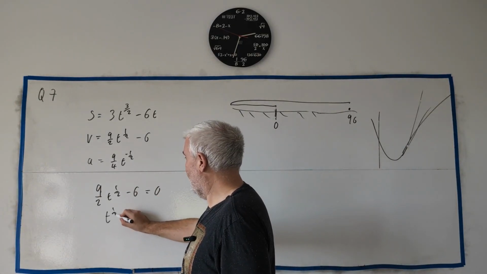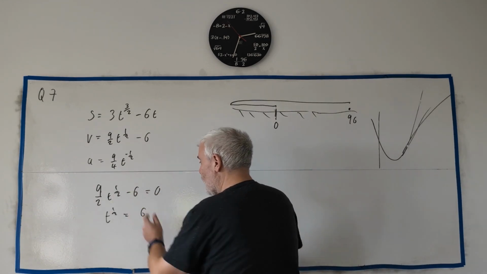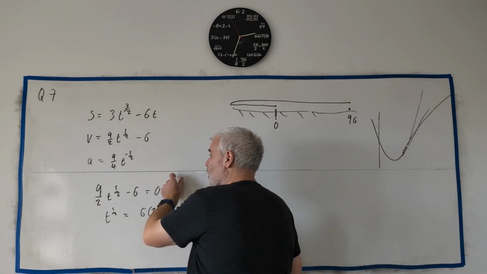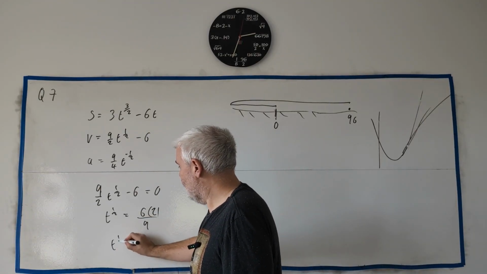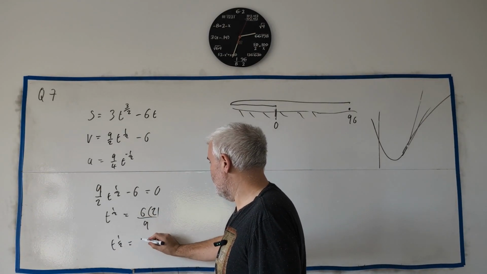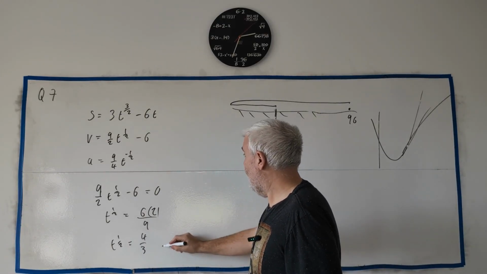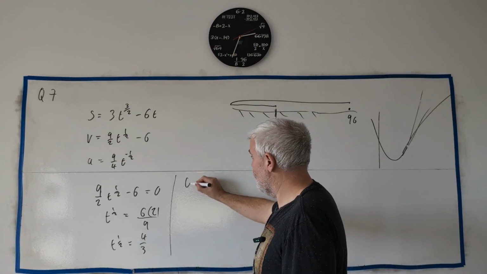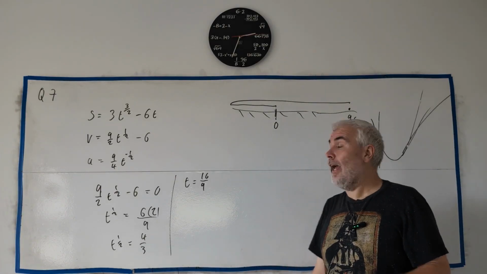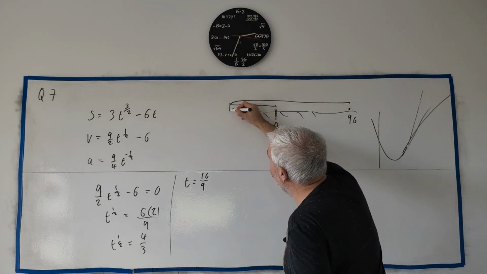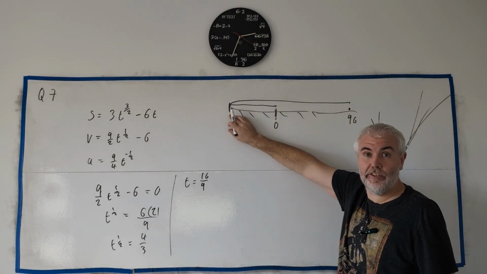Rearrange some things here. t to the half is equal to 6. The 6 comes over. Multiply it by 2. This 2 comes over. Divided by 9. This 9 comes over. t to the power of a half is equal to 12 over 9, which is 4 over 3. And then square both sides. t is equal to 16 over 9. We just found out when it turns around. That's what this tells us.